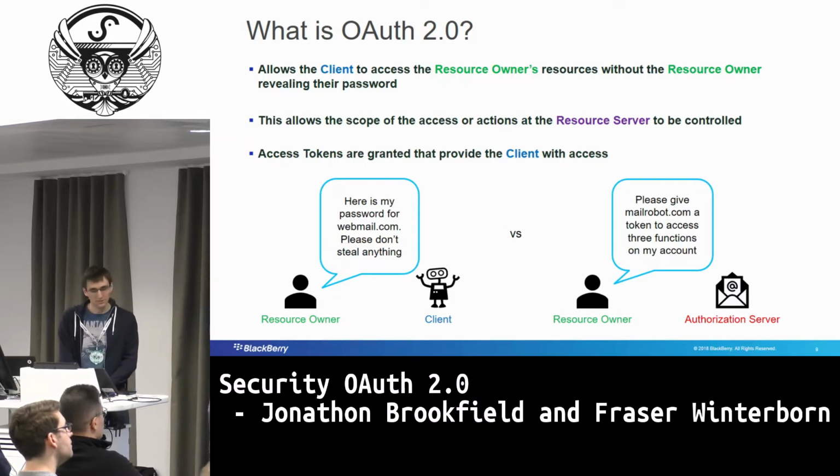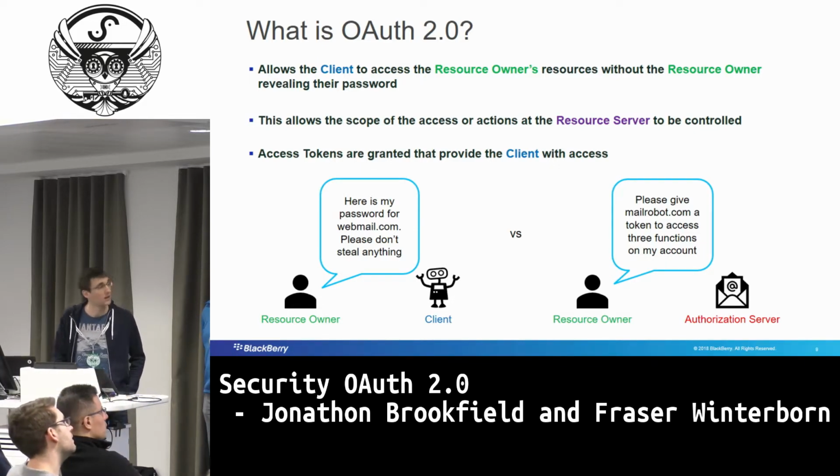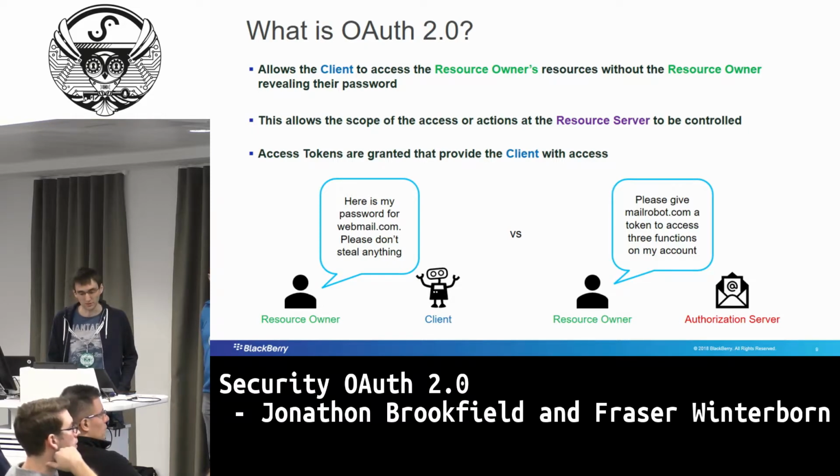So the advantage of OAuth is that it allows the client to access the resource owner's resources without them handing over their password, which allows them to control the scope of the actions the client is allowed to perform. The mechanism by which they do that is the access token. If you're handing over your password to the client, they can do anything for all time. If you give them an access token, you can restrict it to say, I only want you to be able to do these 3 things.